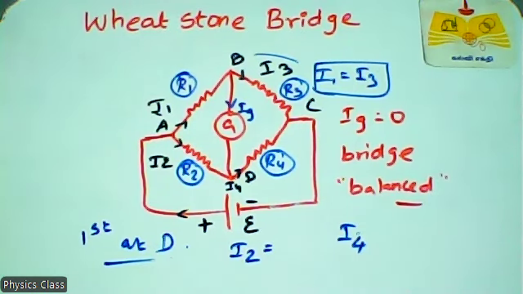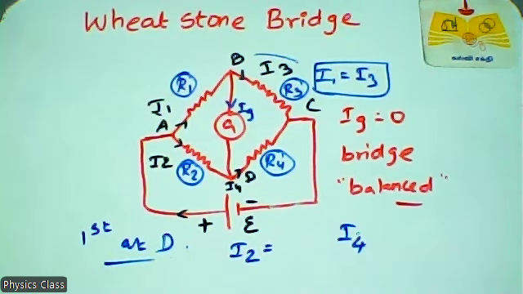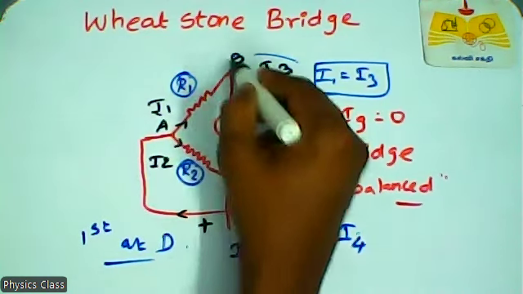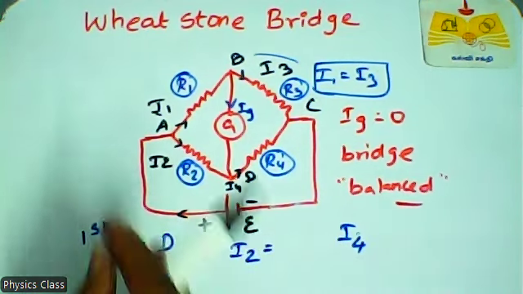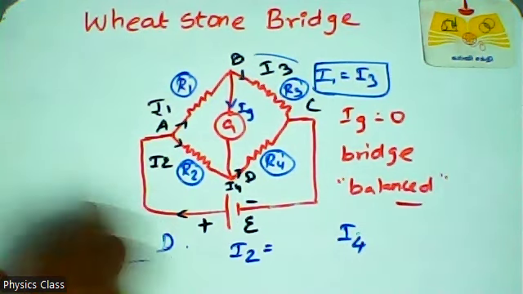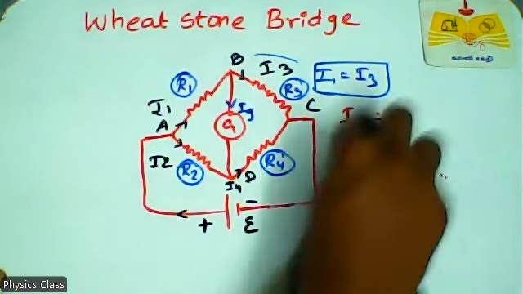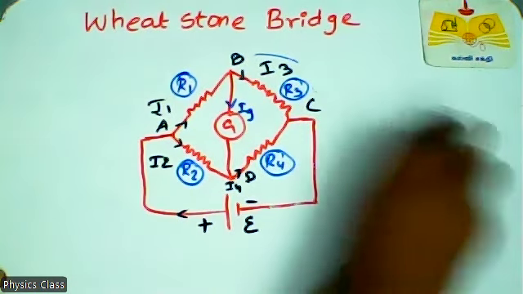Loop rule, also known as voltage rule or second rule, across the closed loop, that is ABDA. For this closed loop, we have to apply Kirchhoff's loop rule, that is the second rule or voltage rule. So in that loop, the voltage rule becomes like this.